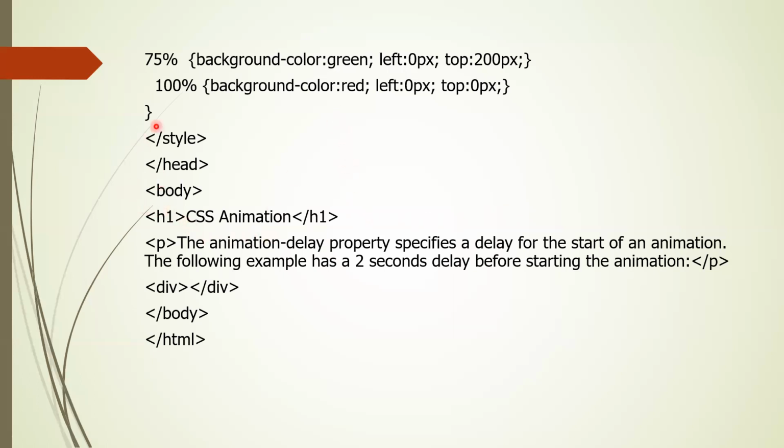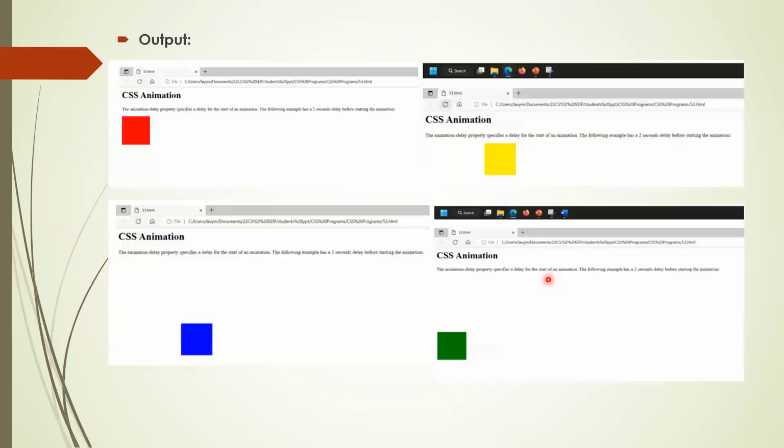So here in the style, we have all this. In the body of the HTML code, we have the H1 tag, CSS animation. Then we have a paragraph. We are explaining the delay that we will introduce to the animation. The animation delay property specifies a delay for the start of an animation. The following example has 2 seconds delay before starting the animation. We have seen the example just now.